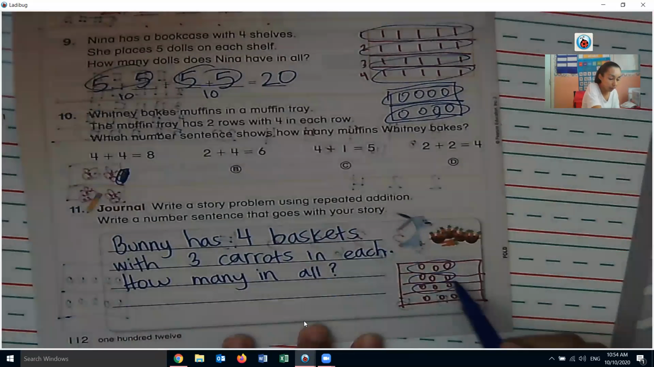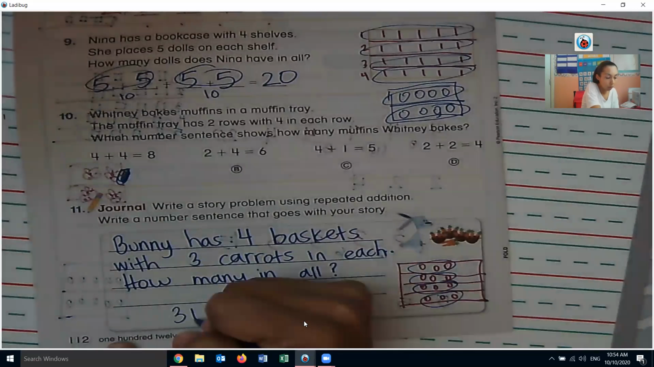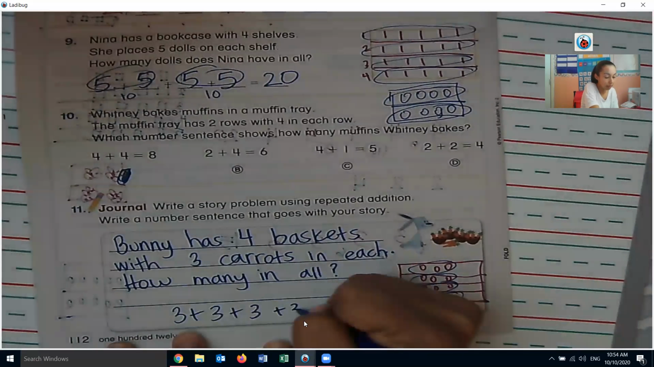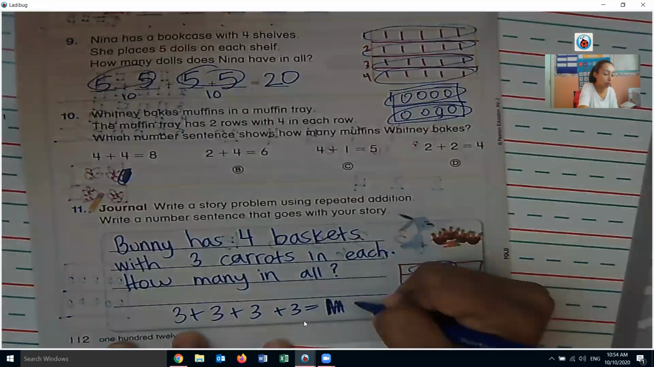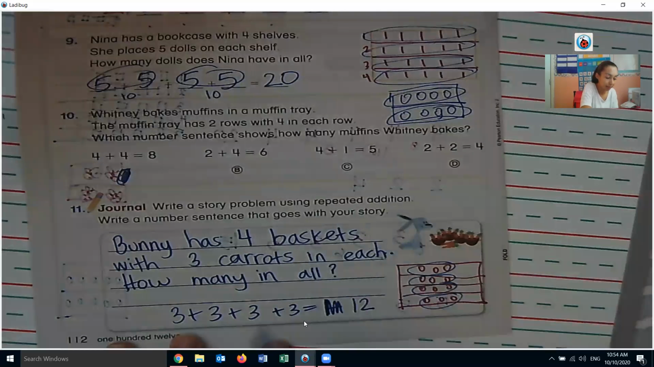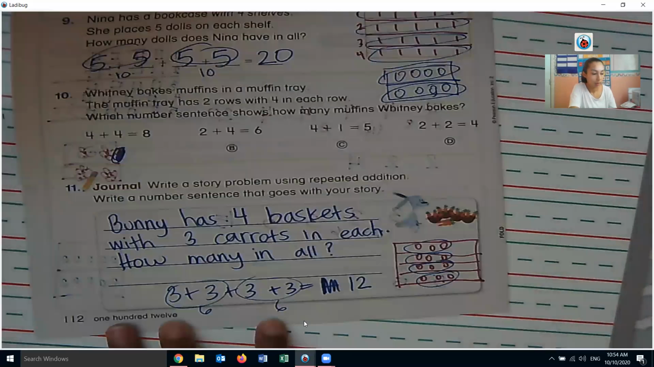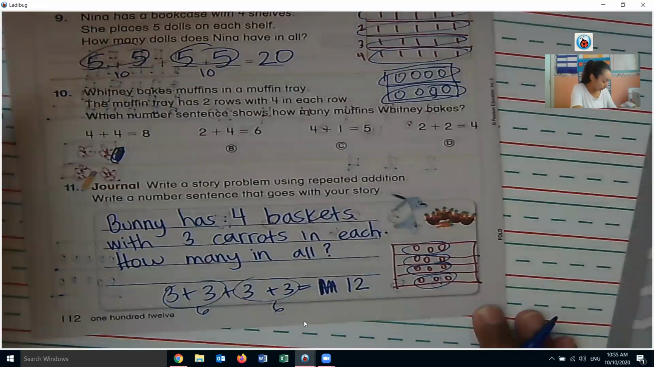So we want 3, 4 times. There's 4 baskets. Which gives me 12. So 6, right? 3 plus 3 is 6. 6 plus 6 is 12. There are 12 carrots in all. Okay, so that's our math.